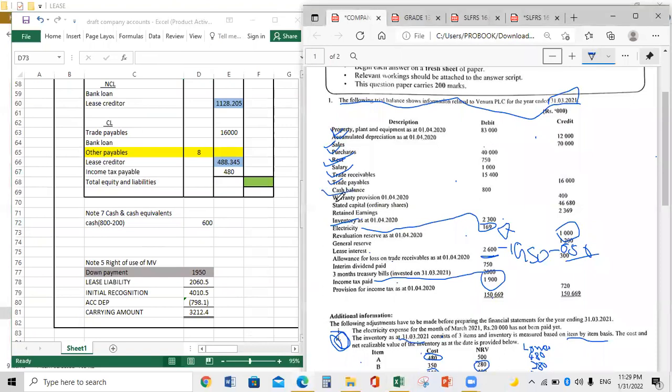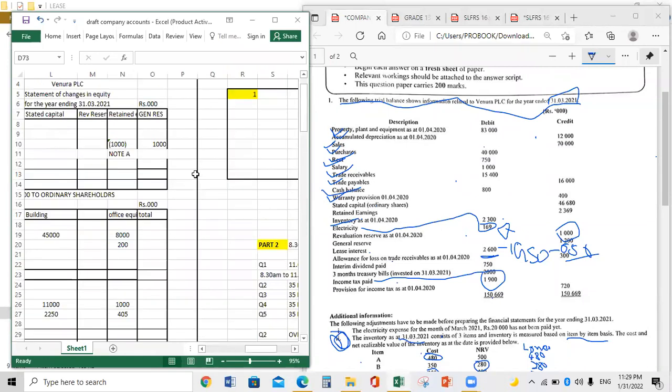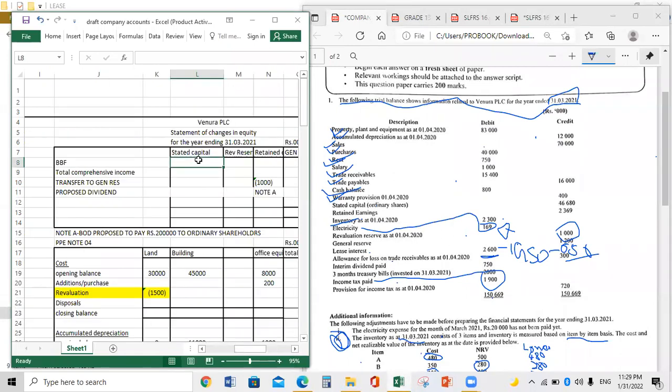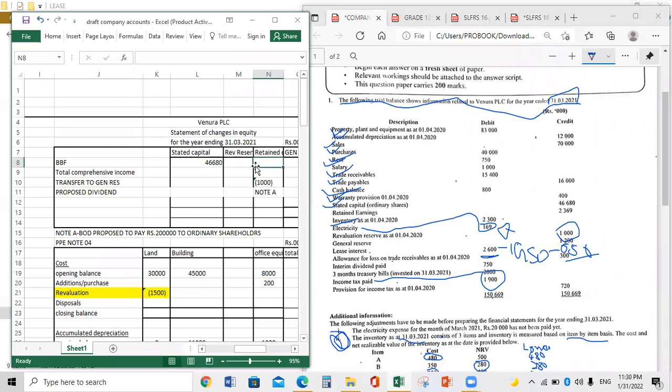Warranty provision recorded. Stated capital. Record the stated capital in statement of changes in equity. Stated capital is how much? 46,680. Okay. Next one. Retained earnings is, guys, if I write the wrong value, tell me. Okay. 2369.